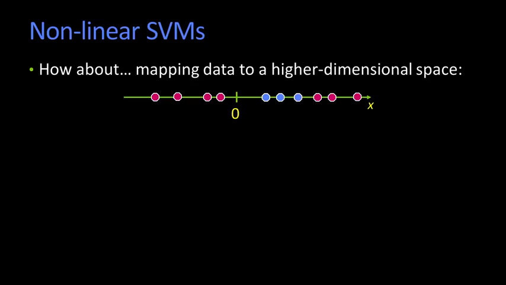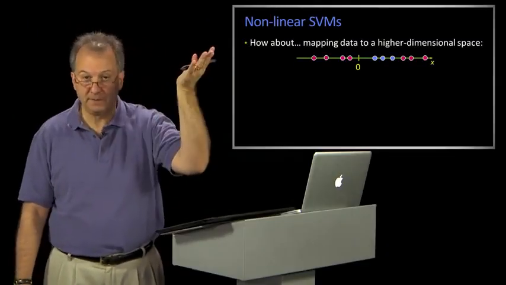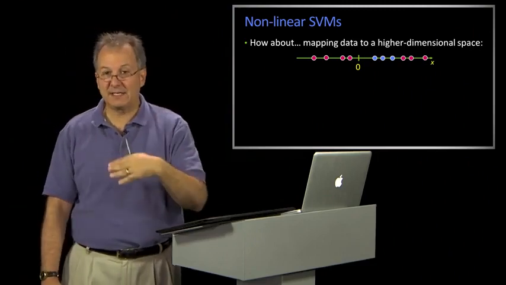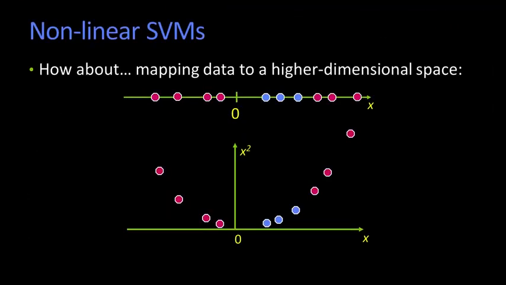Well, here's a very simple example. So here I just have the pink points along the single dimension x. What if I plot them in 2D? You might say, where does 2D come from? Well, how about I just take x and x squared? So I just take x and x squared.